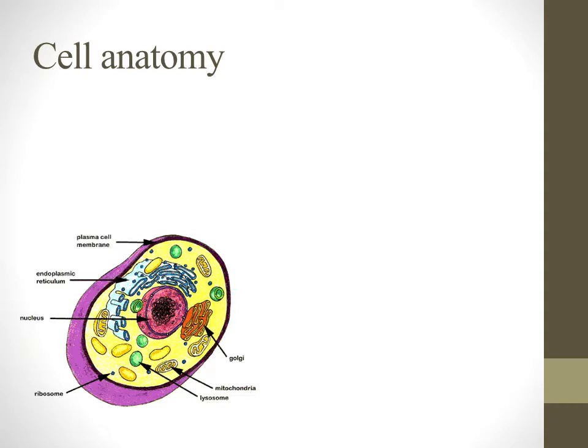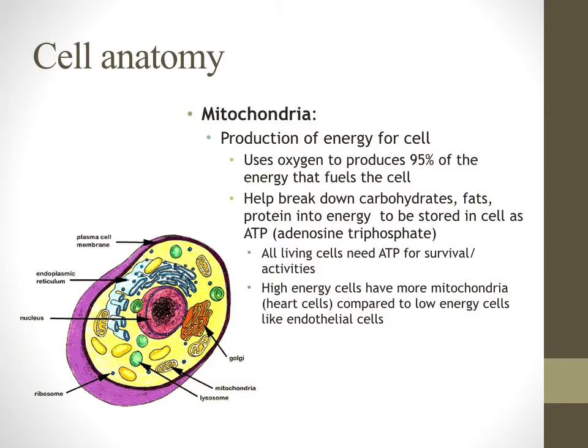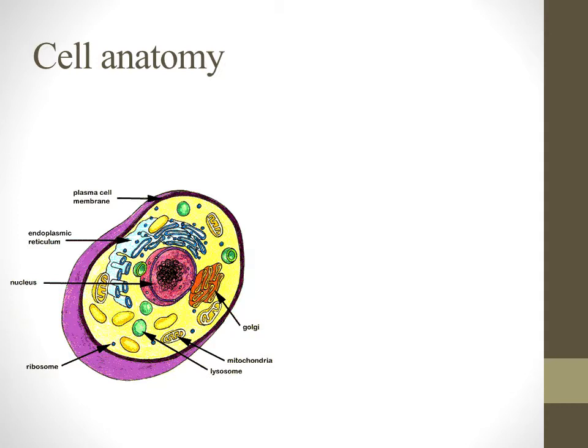So certain cells have lots of mitochondria, like heart cells and brain cells, compared to endothelial cells that line the blood vessels. So those don't have a lot of mitochondria because they don't have to do a whole lot. But heart cells are working constantly, brain cells are working constantly. So there's going to be a lot more mitochondria depending on the function of the particular cell.